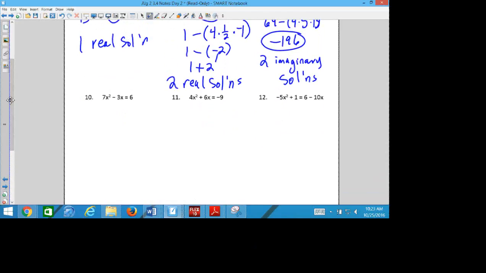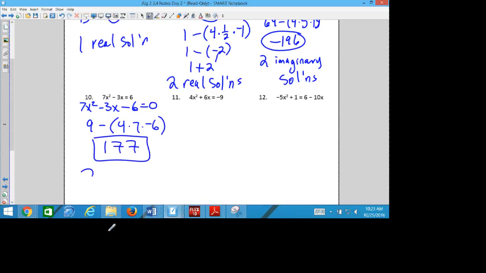Then we got number 10, that has to equal 0, so you do 7x squared minus 3x minus 6 equals 0. Then you do your formula: 9 minus parenthesis 4 times 7 times -6. And you get positive 177 after you add them together for your discriminant. So 2 real solutions.